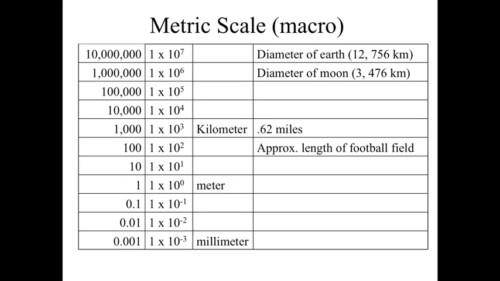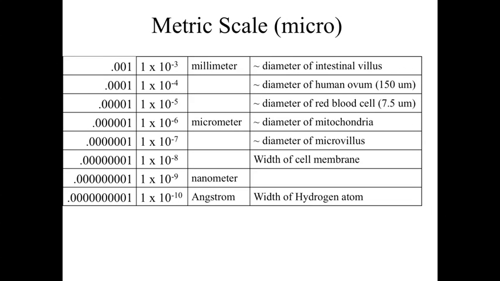But what we're focusing on in this course is the micro scale. So looking at the metric scale, but in smaller and smaller structures, smaller than a millimeter. So 1 times 10 to the negative 3rd, 1/1000th of a meter, is a millimeter. That's about the diameter of an intestinal villus. Take a tenth of that, you're at the diameter of a human egg cell, the human ovum. A tenth of that, you're at the diameter roughly of a red blood cell.